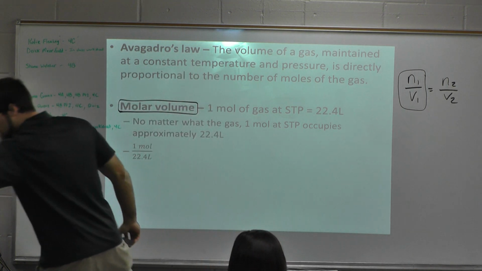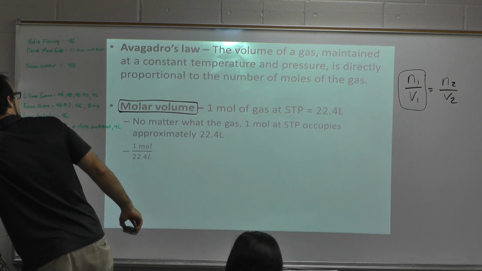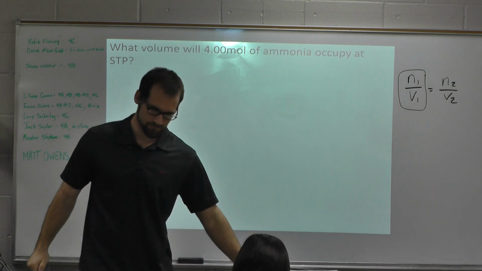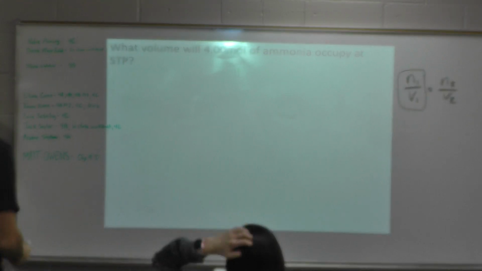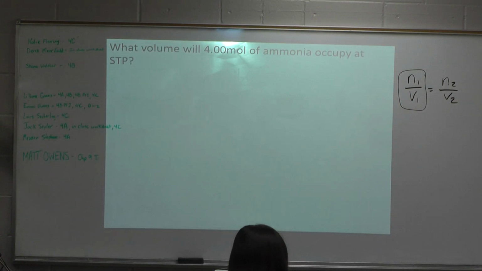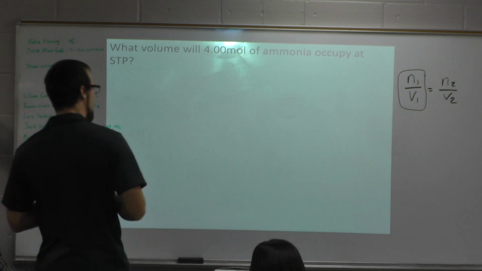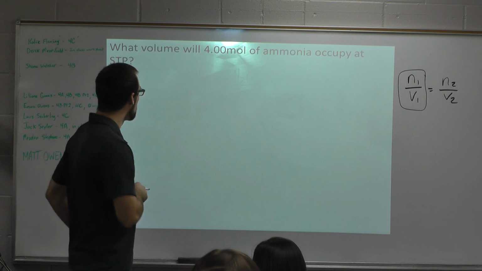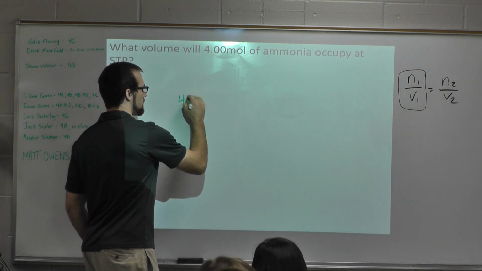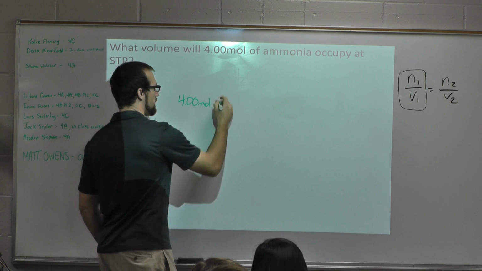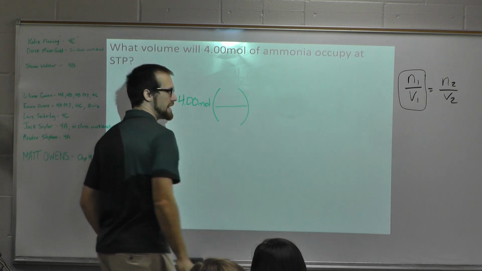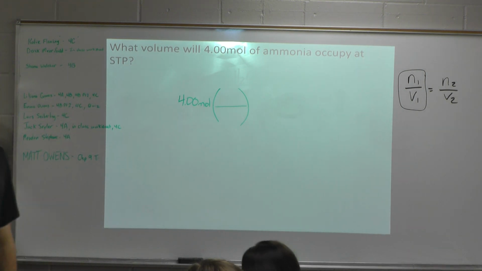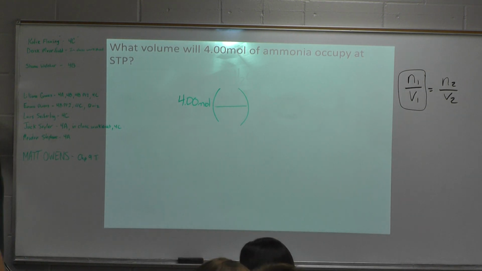Okay? So, let's do something like this. It says, what volume will 4 moles of ammonia occupy at STP? Well, you might know what ammonia is? NH4. Nope. What? No, wait. NH3. Dang it. Ammonium ion is where you get NH4. So if you give a number of hydrogen to ammonia, you get an ammonium ion.